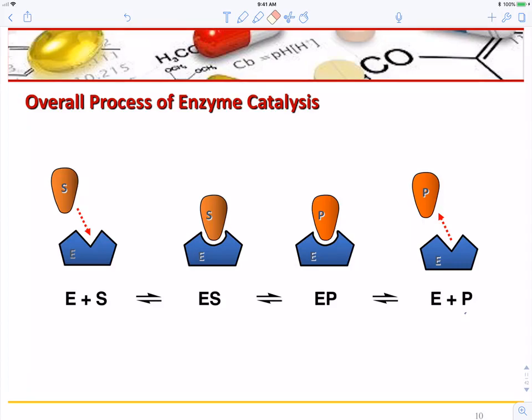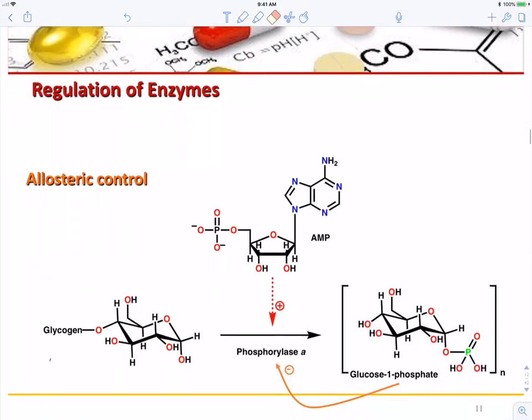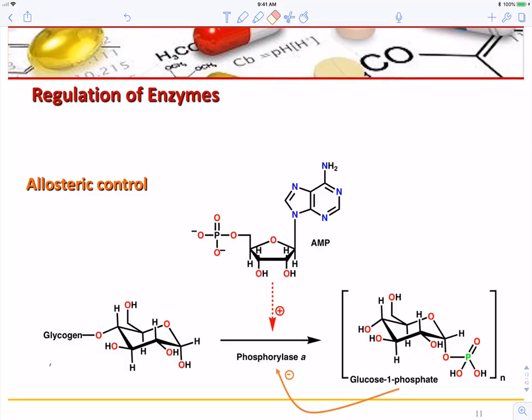Let's now talk about the overall process of enzyme catalysis, which we saw in the previous lecture, and discuss in more detail how enzymes are regulated. So, enzymes are generally part of complex metabolic pathways, and their activity is tightly regulated. For example, phosphorylase A converts glycogen in the liver to glucose 1-phosphate, thus freeing up glucose from the glycogen storage and supporting metabolism of the cells.